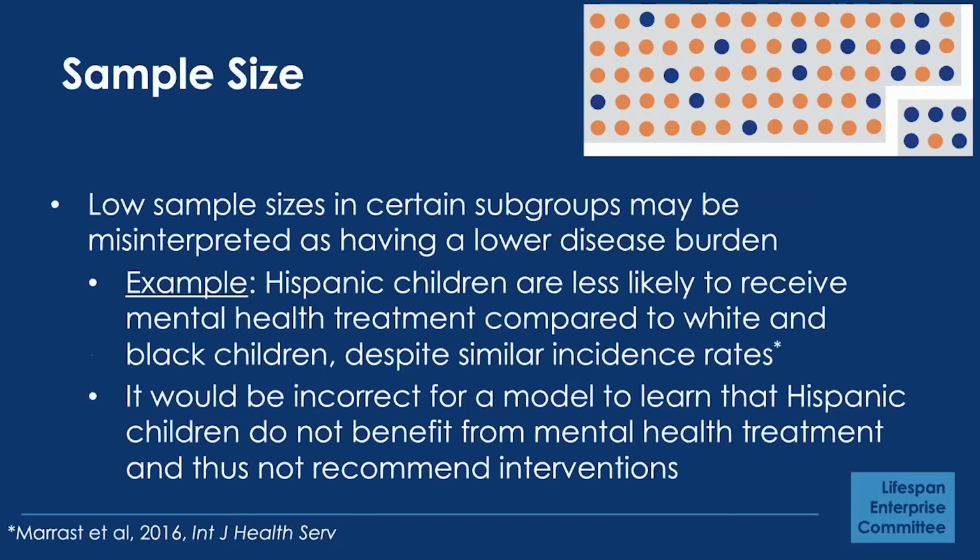An example of this is when low sample sizes in certain subgroups may be misinterpreted as having a lower disease burden. So we know from the literature that Hispanic children are less likely to receive mental health treatment compared to white and Black children, despite a similar incidence rate. And it would be incorrect for a model to learn that Hispanic children do not benefit from mental health treatment and thus not recommend interventions. So we really have to think about the biases built into these data sets and therefore what the model is going to learn from them.